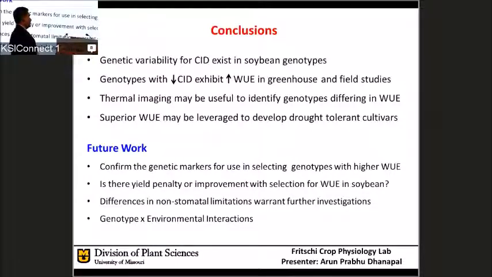Our future work would involve confirming these genetic markers for use in selecting genotypes for higher water use efficiency. And we would like to further know whether there is any yield penalty or improvement with selection, whether there is any room for improvement with selection for water use efficiency in soybean. We are also interested to see whether non-stomatal limitations such as mesophyll conductance, density of stomata, and rubisco partitioning may play an important role. So we are trying to explore this further. And we are also interested to see how genotype-by-environment interactions work for our extreme CID genotypes.